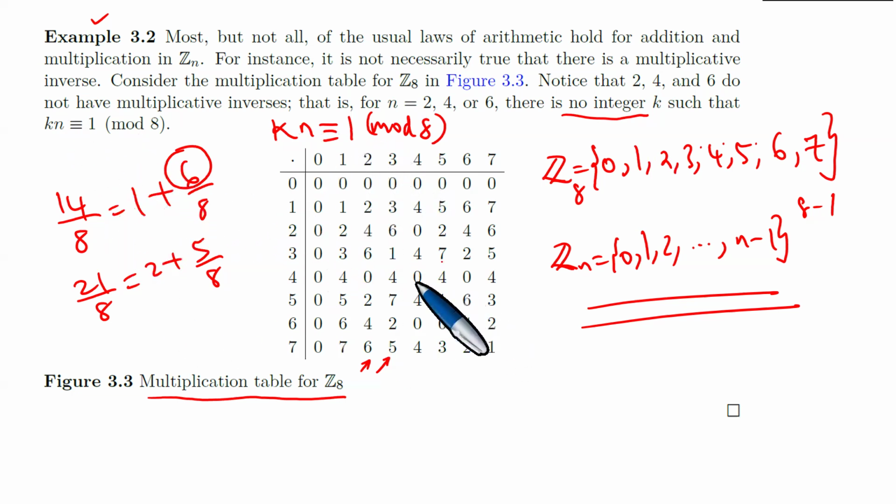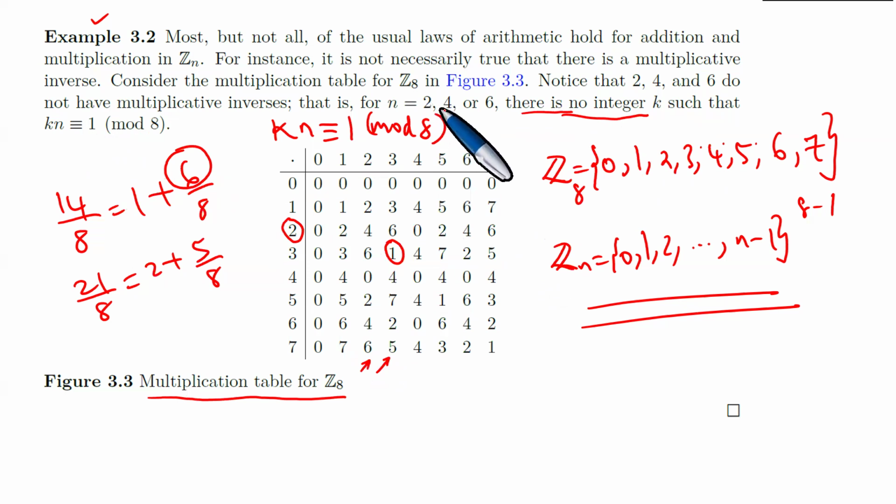Okay, right. Now let's investigate 2. Is there an integer that multiplies 2 so that we obtain a 1? We can multiply by 0, get 0, and indeed we can see that we can multiply, but there's no 1 here, meaning that there is no integer k such that kn is 1 modulo 8. Now, let us check 3. 3 by 3, it's 1. So in other words, 3 is its own inverse.